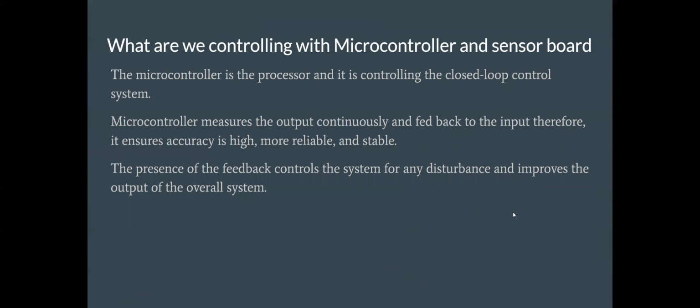So what are we using the microcontroller and sensors for? The microcontroller is used to process and control the closed loop control system. The microcontroller also measures the output continuously and feeds it back into the input. Therefore, it ensures a more reliable and stable system and output. The presence of the feedback control compensates for any disturbance and improves the output and overall system.